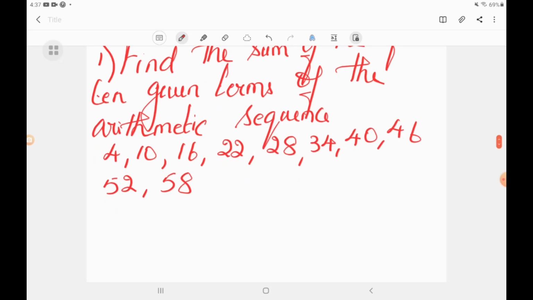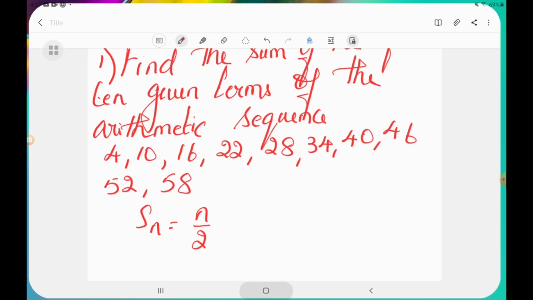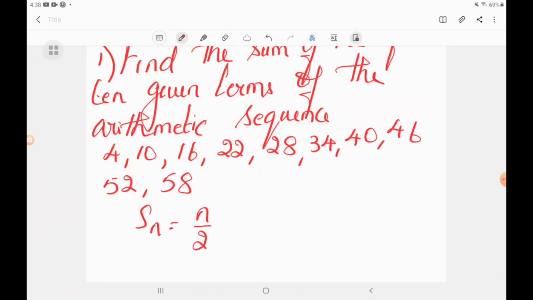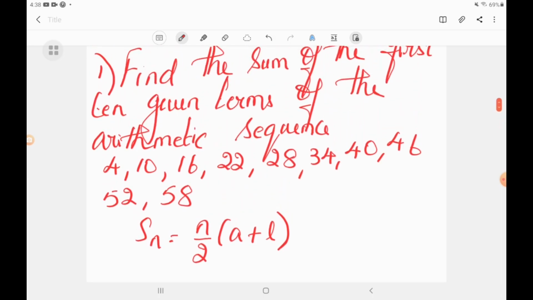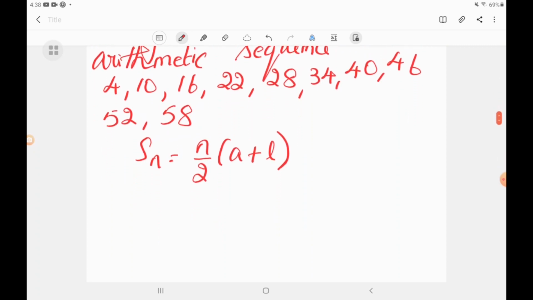We can see this is representing a finite sequence, so we know the last term. The first term is 4 and the last term is 58. We can just use the formula Sn is equal to n divided by 2 times (a plus L). So now we just have to substitute in. The question is asking us to find the sum of the first 10 given terms of the arithmetic sequence. Instead of just adding up each term one by one, which takes a long time, it's easier when we apply this formula.